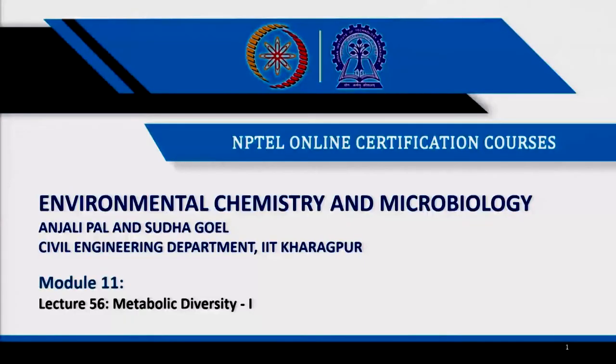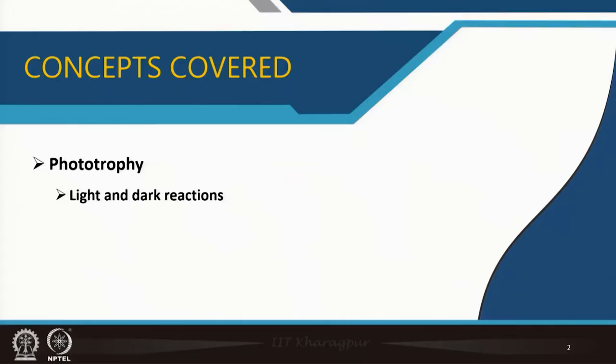So we'll start with part 1. This is lecture 56 of module 11. This particular topic is actually one of the biggest topics in this course. We are going to really understand how different species of bacteria have adapted themselves to different conditions in terms of electron acceptors, electron donors, and so on. These are real examples of environmental microbiology, and you will be able to appreciate the enormous diversity in terms of microbial abilities in this particular topic.